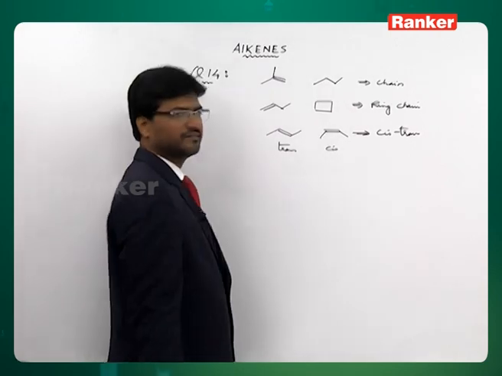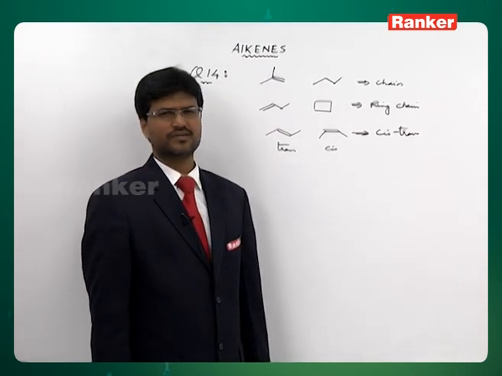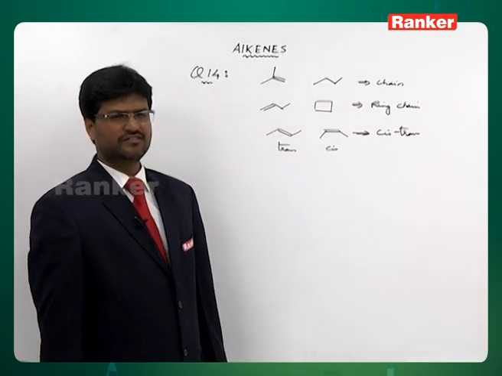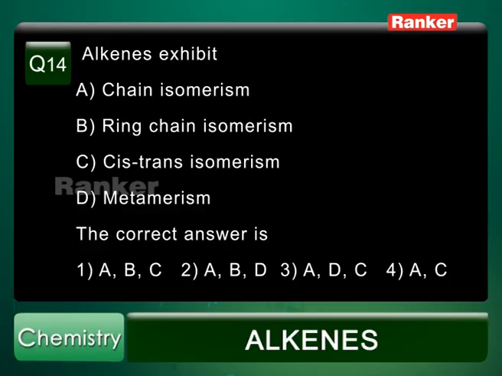So, alkenes can exhibit these three types of isomerism: chain, ring chain, and cis-trans isomers. The correct answer is first option A, B, C.